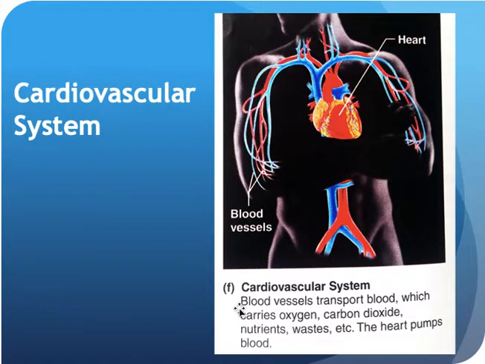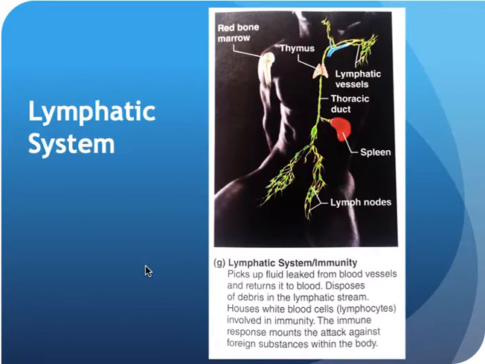Cardiovascular system, this is my blood vessels. They're going to transport my blood. They're going to carry oxygen. They're going to get rid of carbon dioxide, nutrients, waste, okay? And then my heart is going to pump all this blood through my system and allow me to get all these nutrients to all the different parts of my body and get all the waste out of my body, okay?